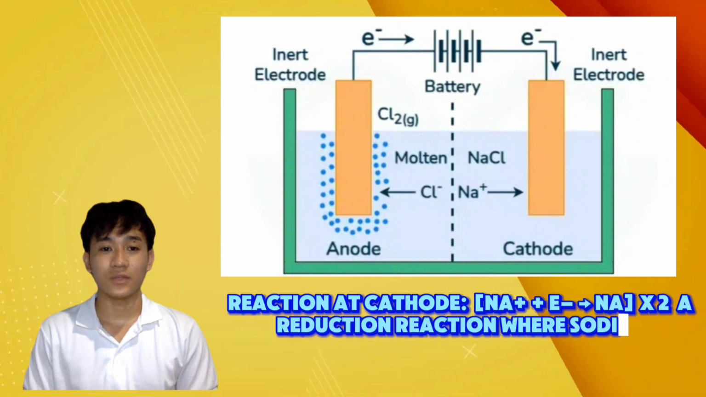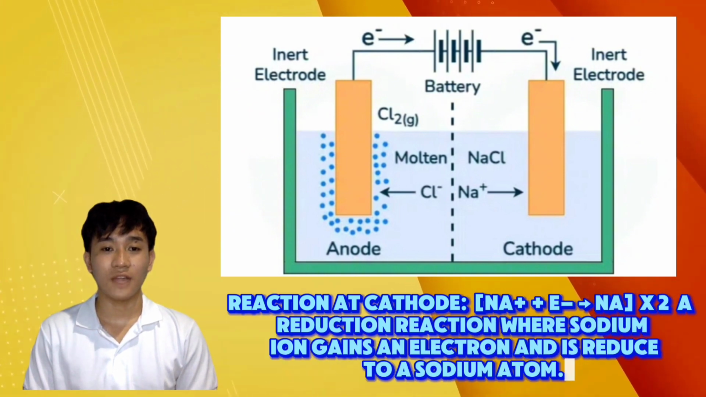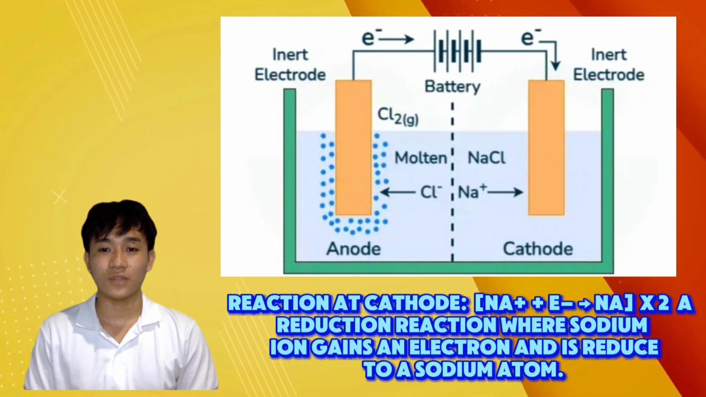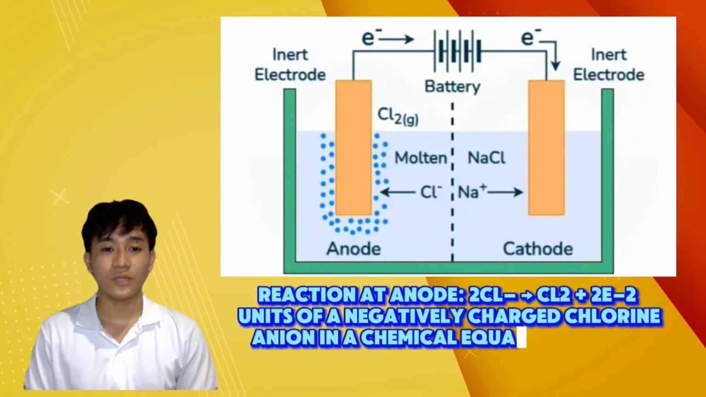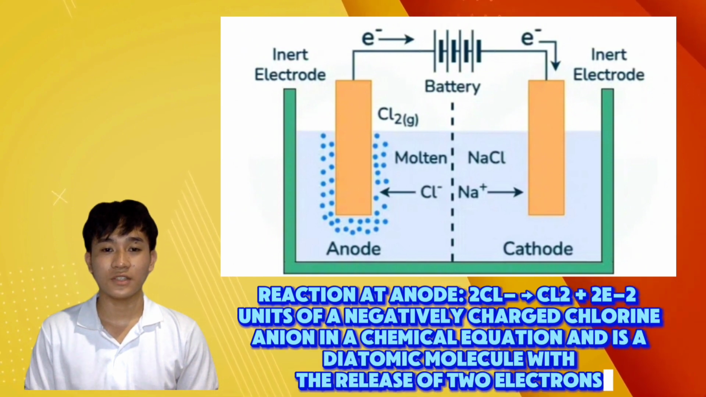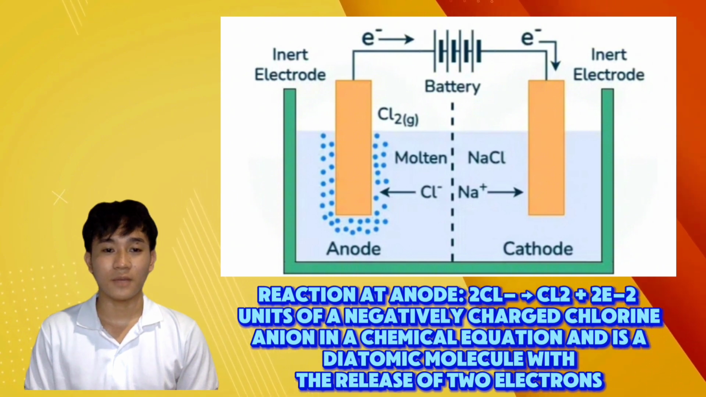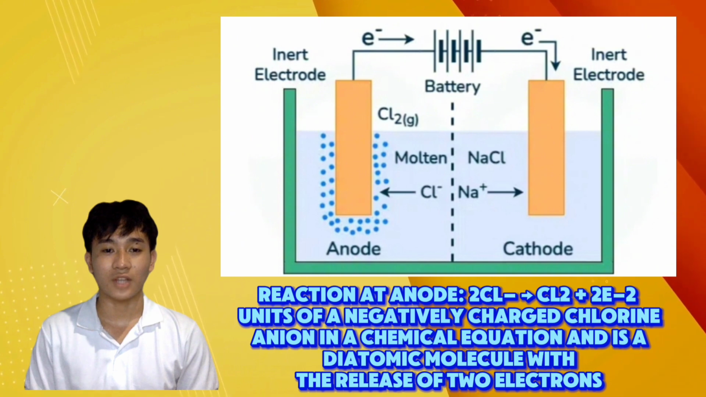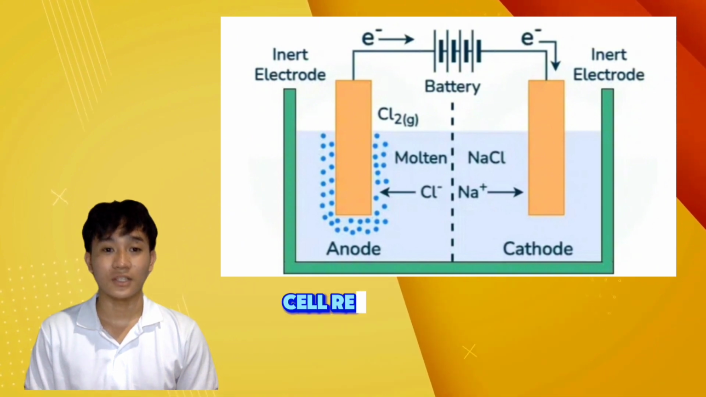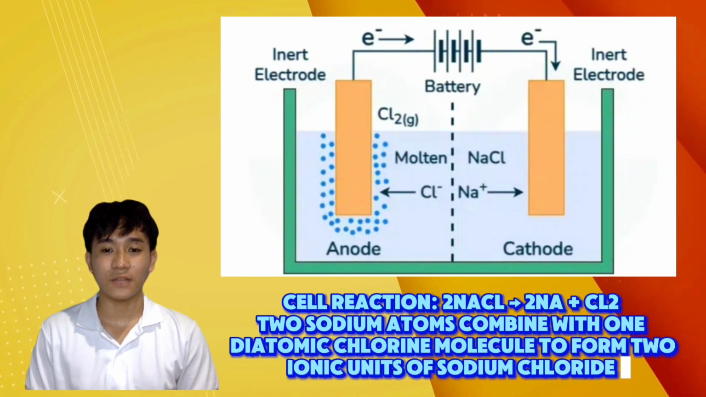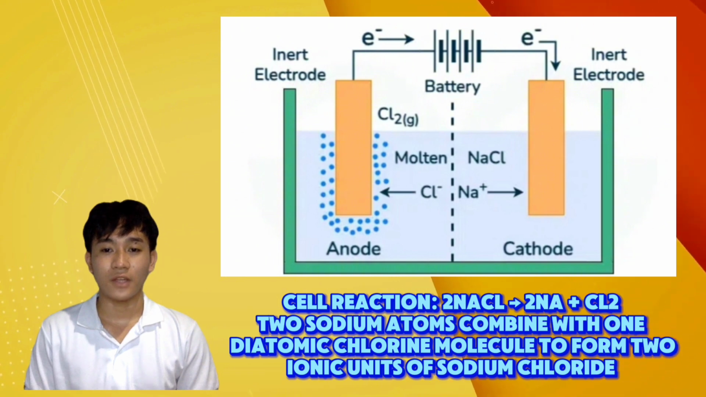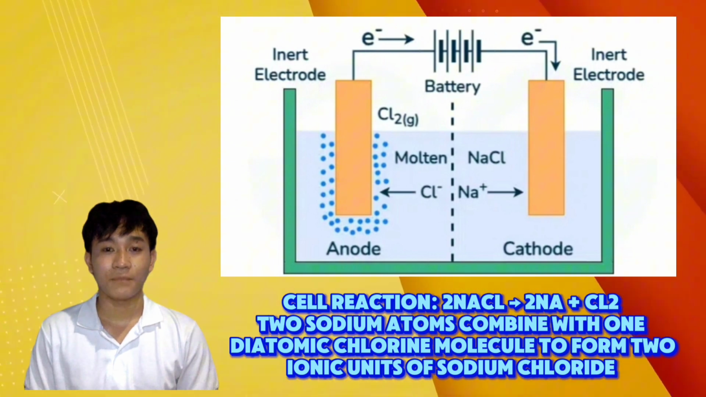Reaction at cathode: a reduction reaction where the sodium ion gains an electron and is reduced to a sodium atom. Reaction at anode: 2 units of negatively charged chloride anion combine to form a diatomic chlorine molecule with the release of 2 electrons. Cell reaction: 2 sodium atoms combine with 1 diatomic chlorine molecule to form 2 ionic units of sodium chloride.